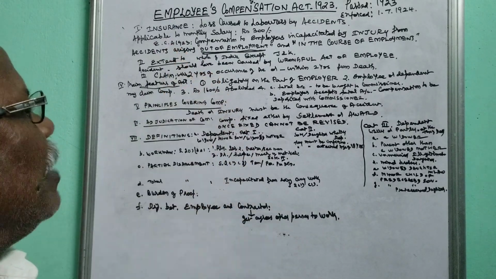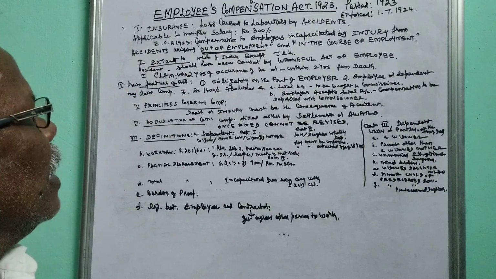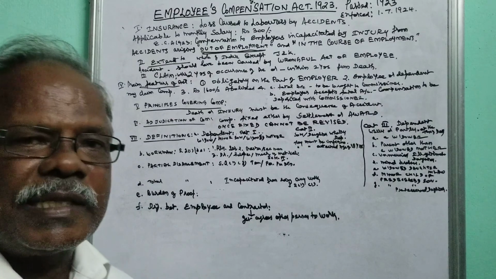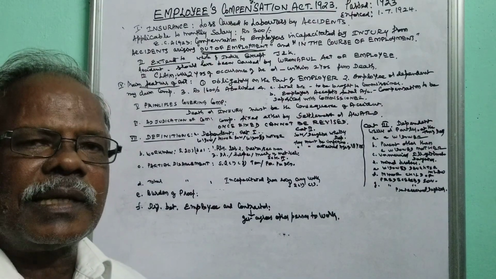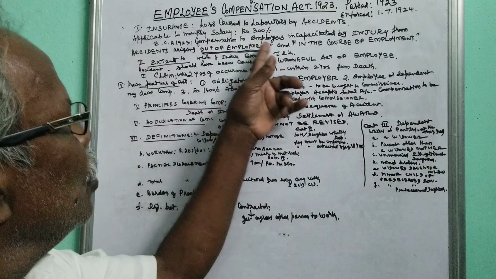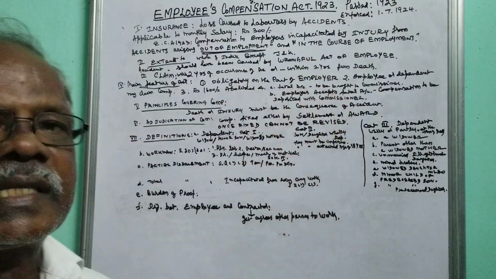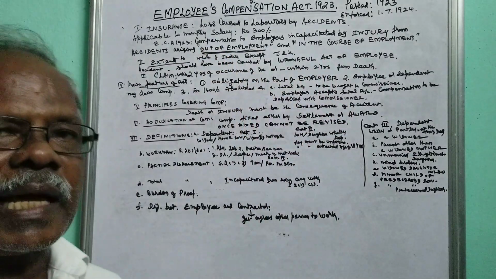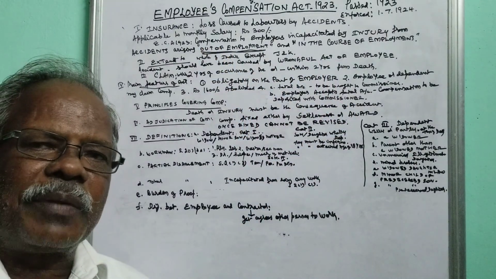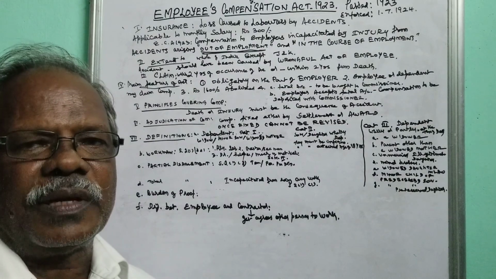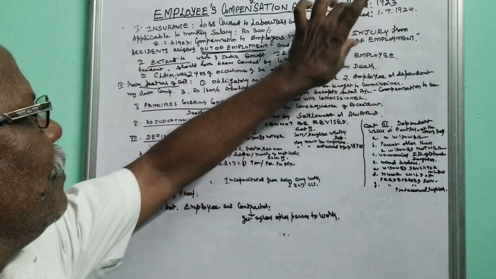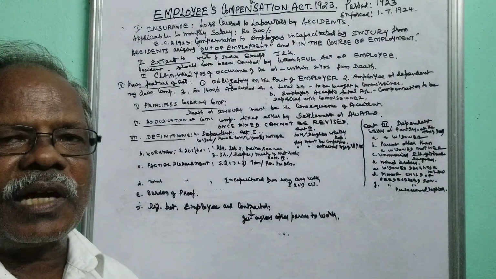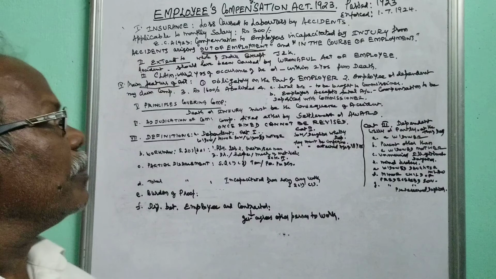And the Employees Compensation Act 1923, why has this act been passed? For compensation to employees incapacitated by injury from accidents arising out of employment or in the course of employment. That is the phrase given. So these two phrases are very, very important: out of employment or in the course of employment.